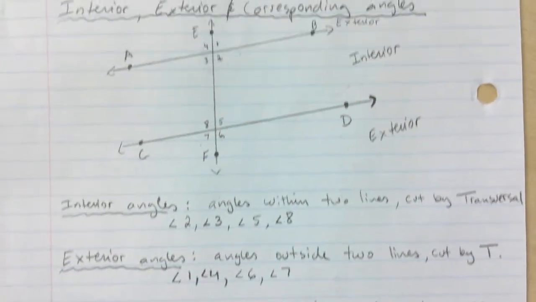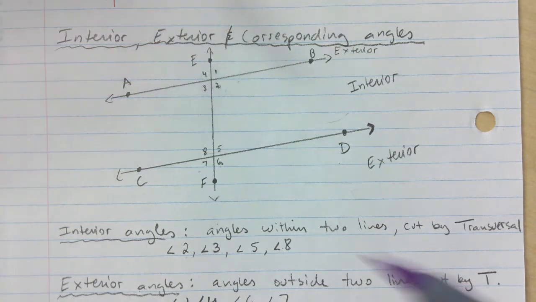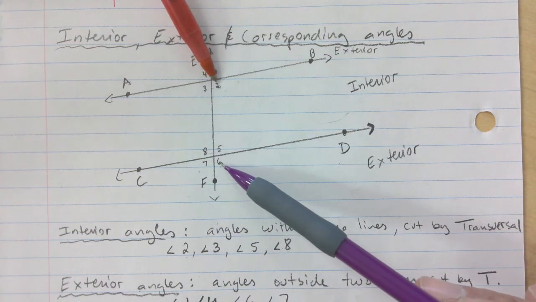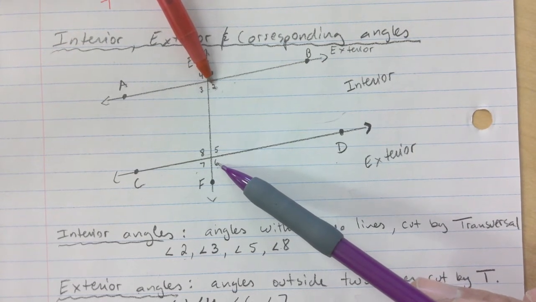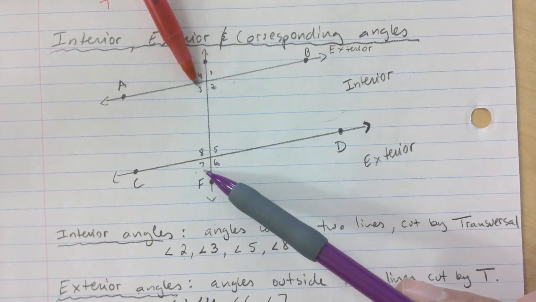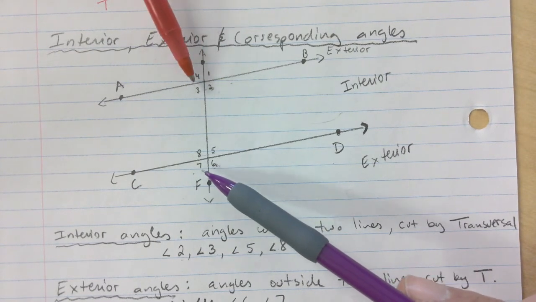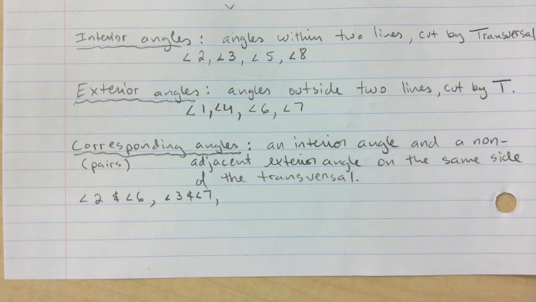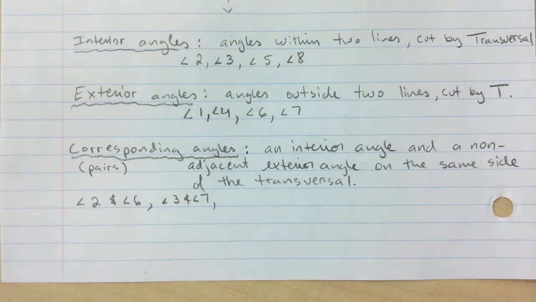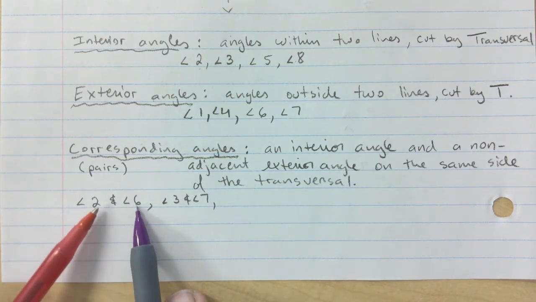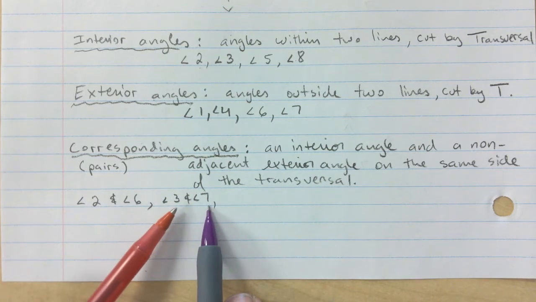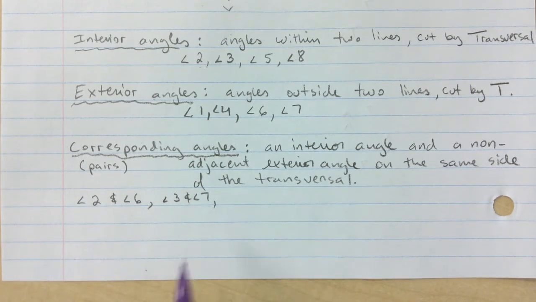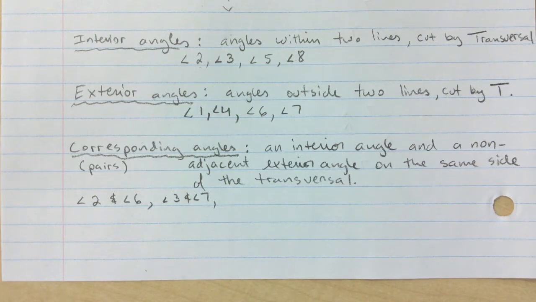Let's go back up. So I'm going to use my pen here. If 2 and 6 are corresponding, 3 and 7 are also. So 2 and 6, 3 and 7. So let's write that down. Angles. It doesn't matter as long as that pair is correct. These two are called corresponding. These two are called corresponding. So it doesn't matter which one you give first, as long as you know that they are a pair.